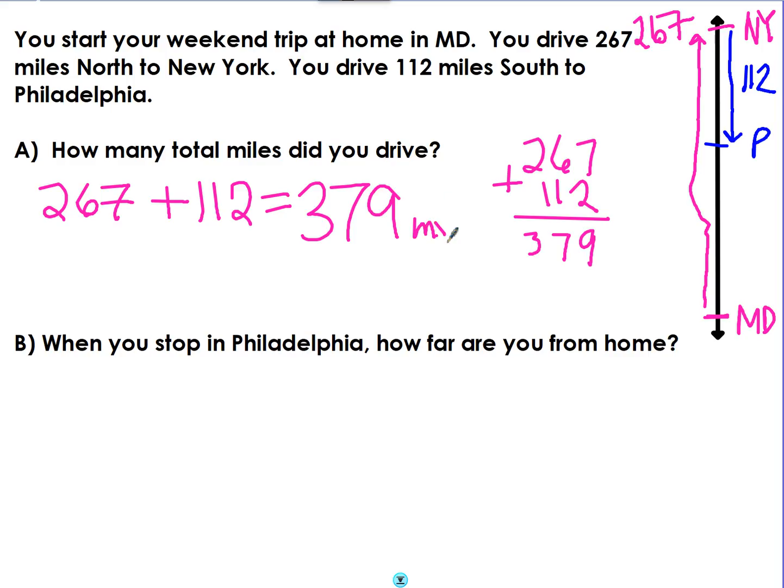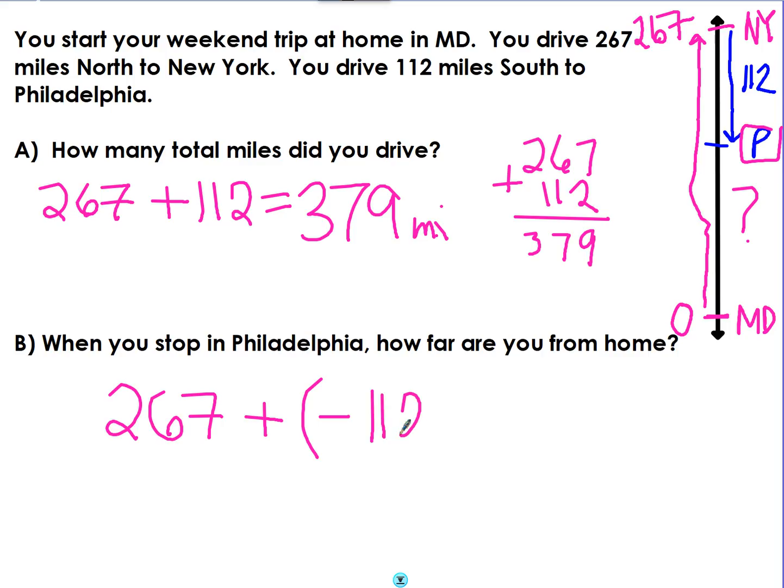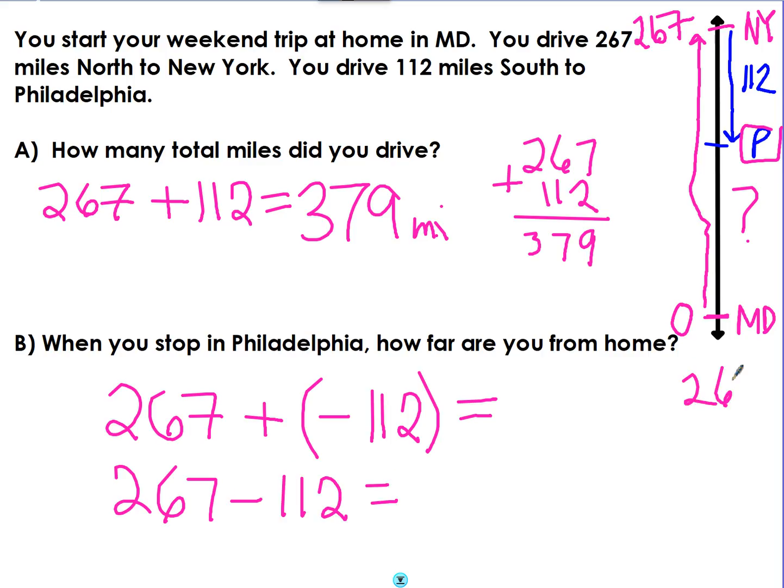Next question. When you stop in Philadelphia, how far are you from home? And so if I know home is here, which is kind of like my 0, then I went 267 miles north, and then I went back the other way 112 miles. Or you also could have written 267 minus 112. Both of those would work. And so 267 minus 112, and you get 155 miles from home.